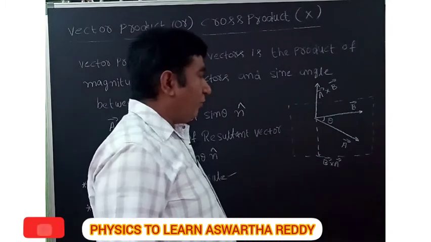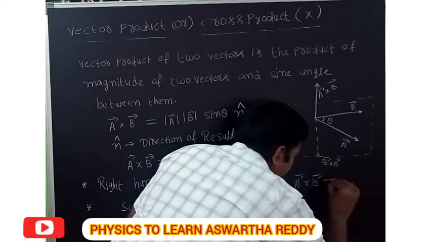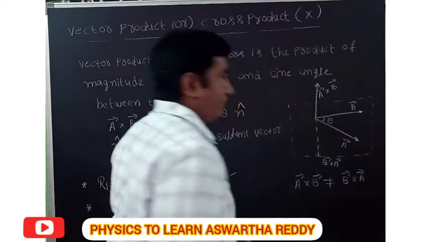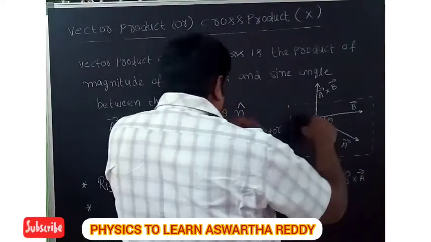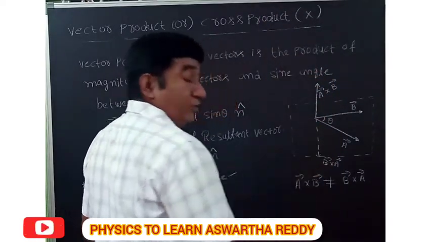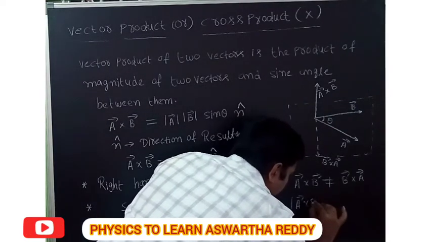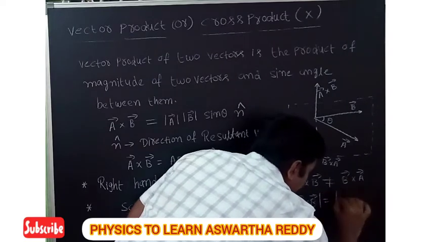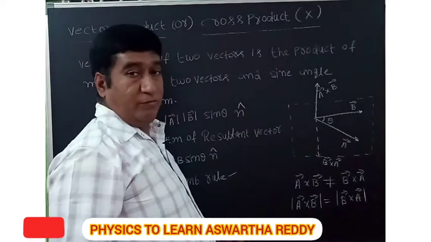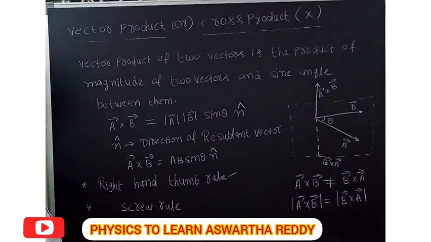So in this case you can find that A vector cross B vector is not equal to B vector cross A vector, because here A vector cross B vector is acting in the upward direction, and in this case it is acting in the downward direction, but they are equal in magnitude. So A vector cross B vector is equal in magnitude to B vector cross A vector, which we can tell. In the same way, the screw rule also, which we can tell.